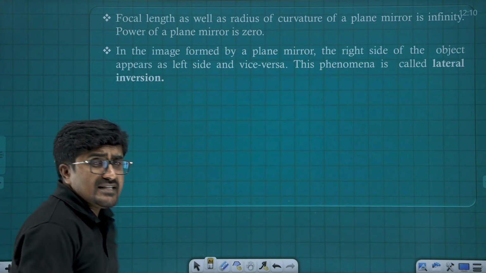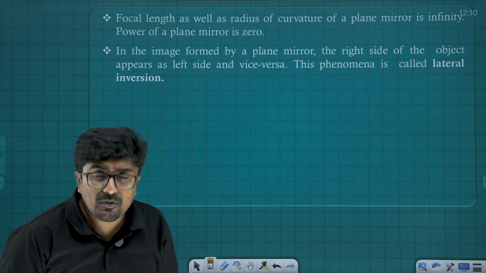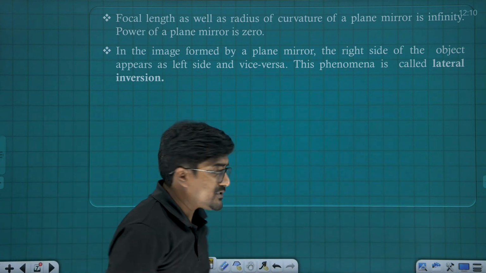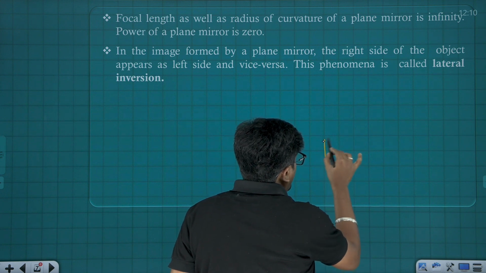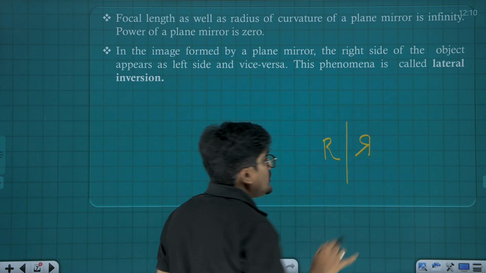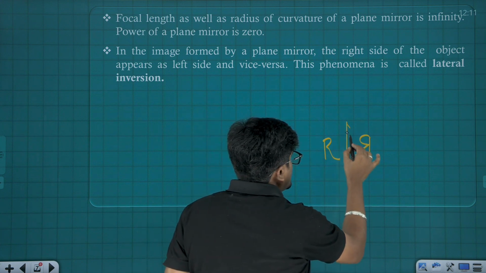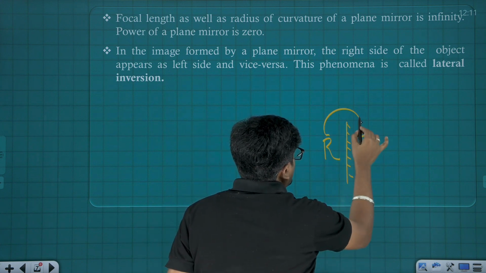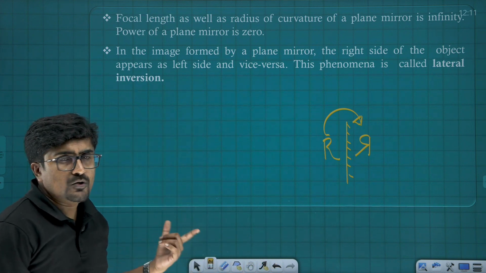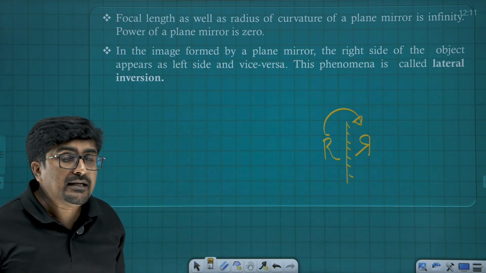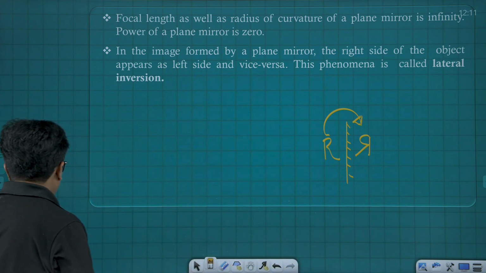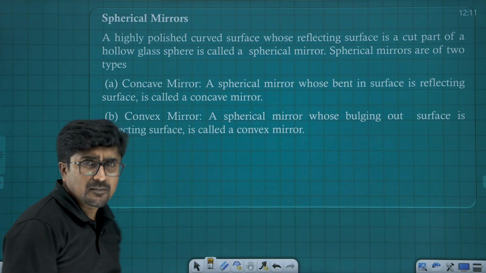Next is, in the image formed by the plane mirror, there will be a lateral inversion. That means if I have an object in this shape, the image formed in the plane mirror is going to be something like this. Here this is the plane mirror. So this lateral inversion will definitely be there, and that has to be taken into consideration while dealing with the image formed due to the plane mirror.